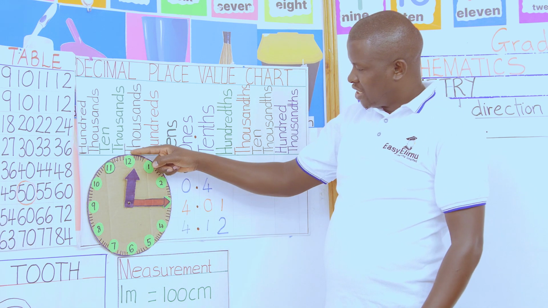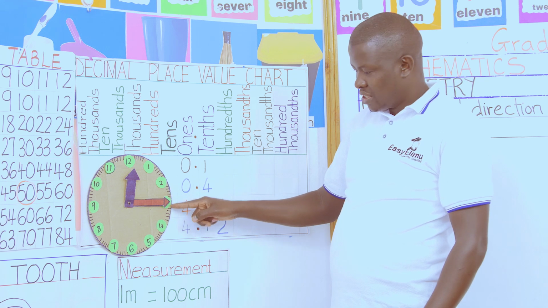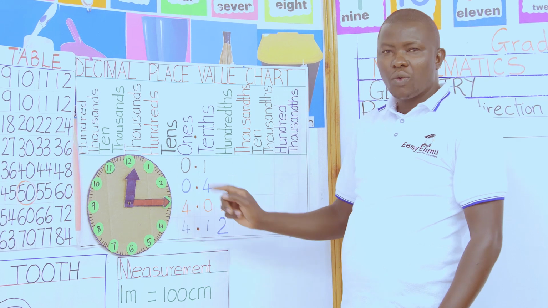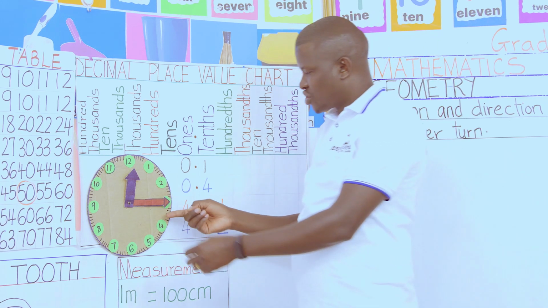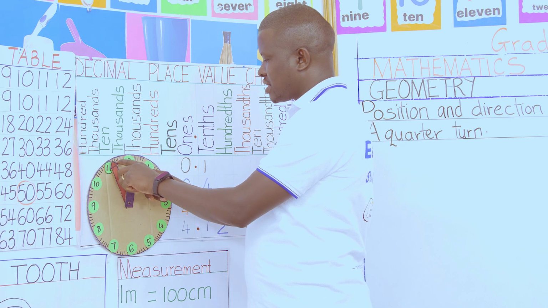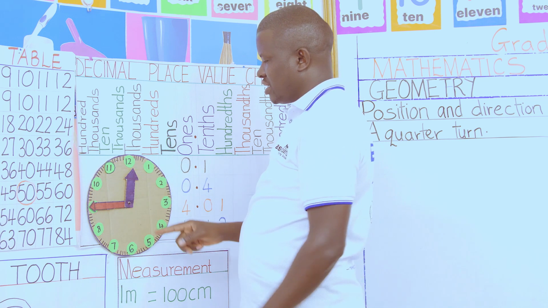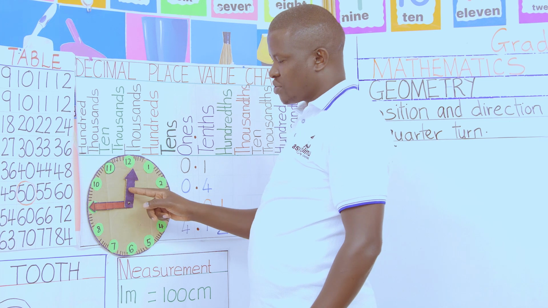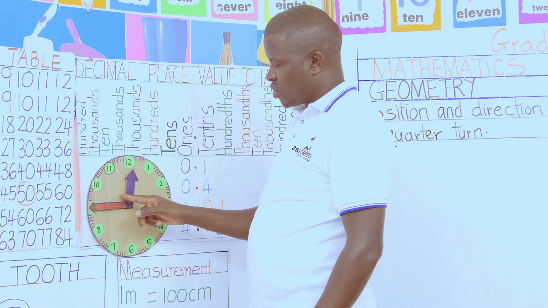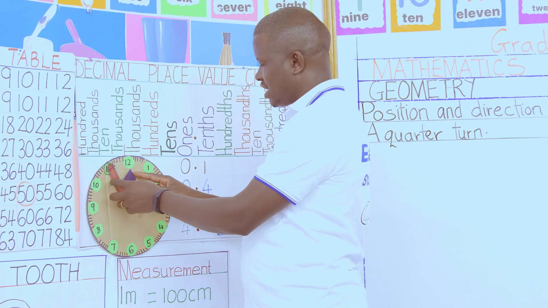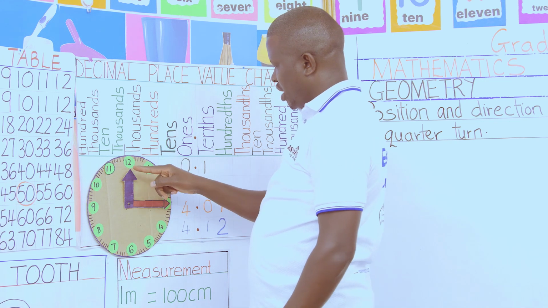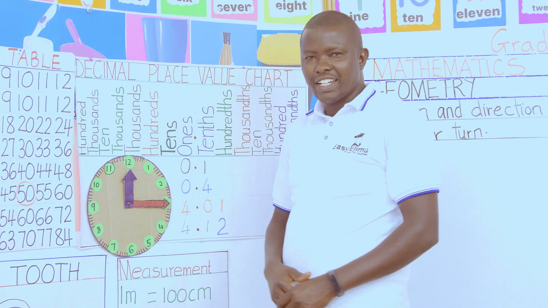Remember, this is the quarter from our clock, this is a half, this is the 3/4, and this is full. So we have just moved a quarter turn. If it's to make a quarter turn anti-clockwise, we'll move this up to there. This is a quarter turn that we have made. If we go the other side, we move from here all the way here to make a quarter turn.